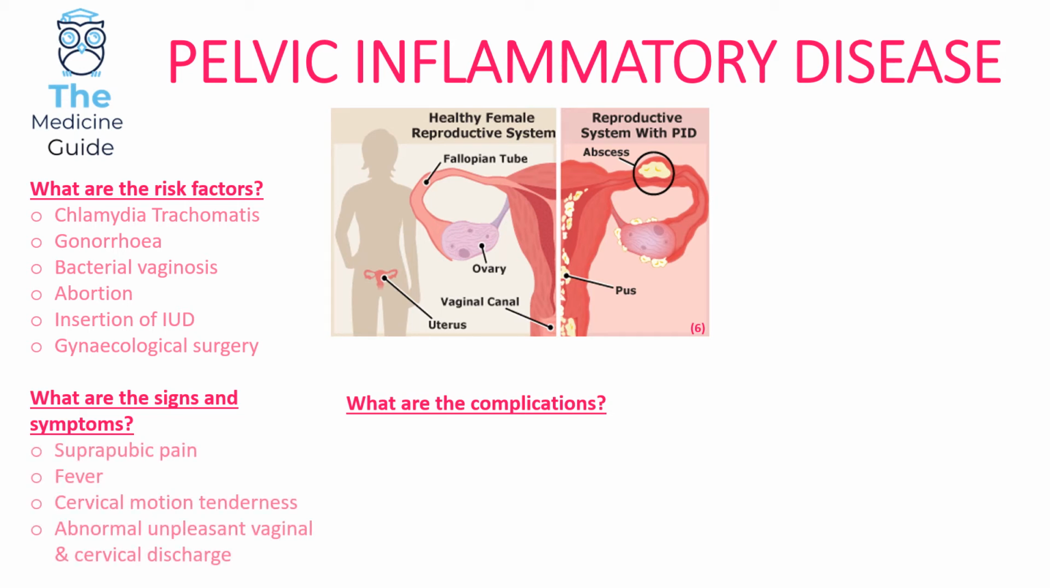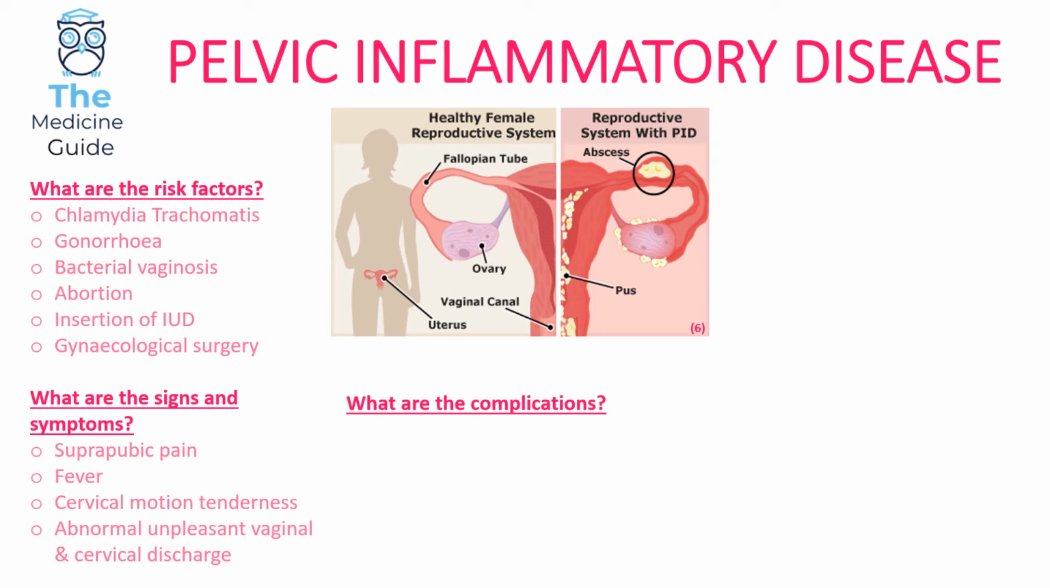So in terms of signs and symptoms, these women will suffer from suprapubic pain, fever, and cervical motion tenderness. So during the examination process, when the doctor presses upon the cervix, the woman will experience pain, and that is what's described as cervical motion tenderness. Other signs of pelvic inflammatory disease involve an abnormal, unpleasant vaginal and cervical discharge.